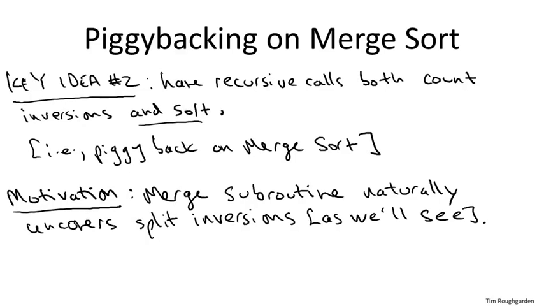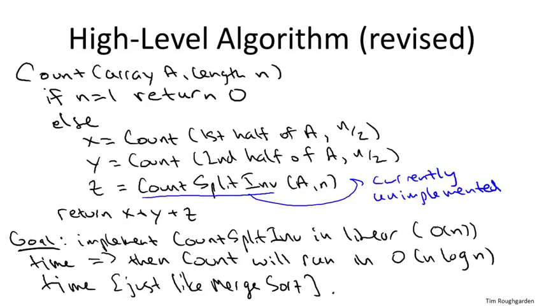So let me be a little bit more clear about how our previous high-level algorithm is going to be souped up so that the recursive calls sort as well. Here's the high-level algorithm we proposed before, where we just recursively count inversions on the left side and the right side, and then we have some currently unimplemented subroutine, count split inv, which is responsible for counting the number of split inversions. We're going to augment this as follows. Instead of being called count, now we're going to call it sort and count. That's going to be the name of our algorithm. The recursive calls again just invoke sort and count.